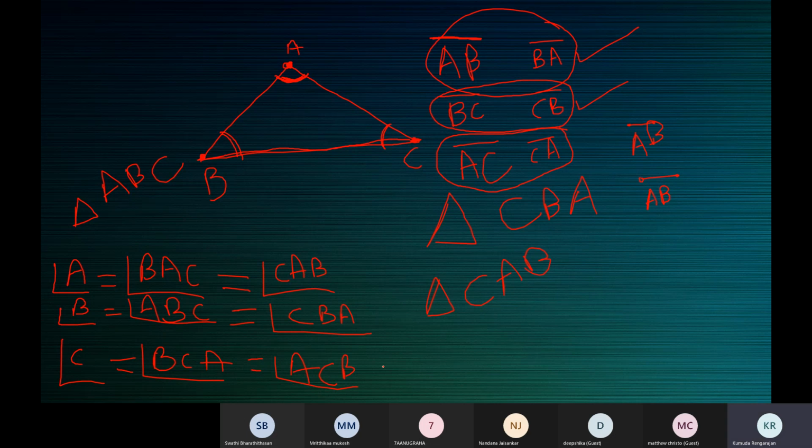When you come to the three angles, you can say angle A, or you can say angle BAC, or you can say angle CAB. These are the different ways of calling angle A. Likewise for angle B and angle C. So these are the six elements. The three sides and the three angles make the six elements of a triangle.